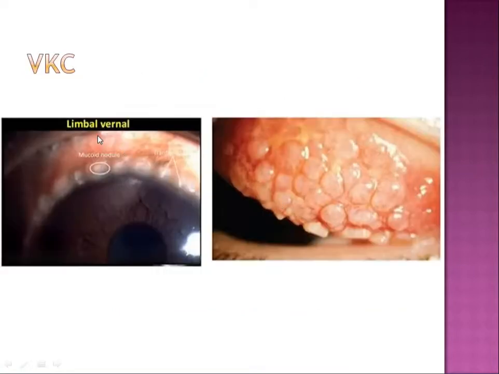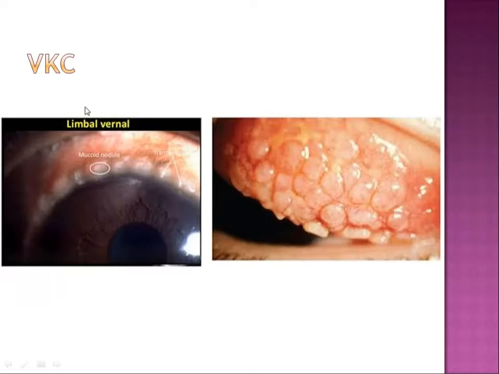So now, another specific thing I would like to mention here is about VKC. All of you know about VKC. The age group here is one thing which helps us in moving towards the diagnosis. VKC is more common in the younger age group. That is mostly in the first decade, maximum up to the second decade. It is a self-limiting condition. After the second decade, it usually disappears.